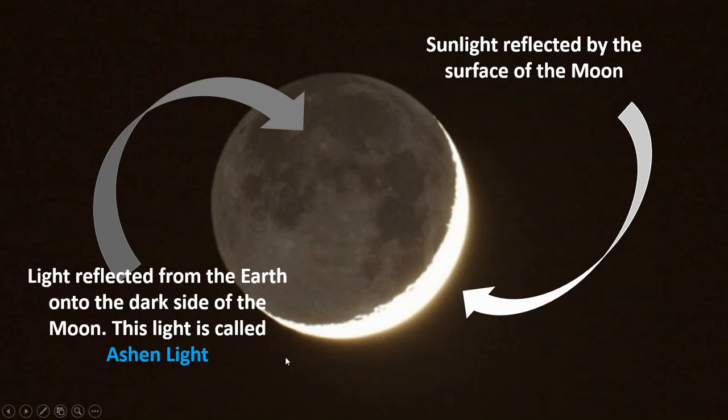So next time you see a crescent moon like this, usually after a new moon or just before a new moon for a few days, you can see the moon like this with the light reflected from the Earth.